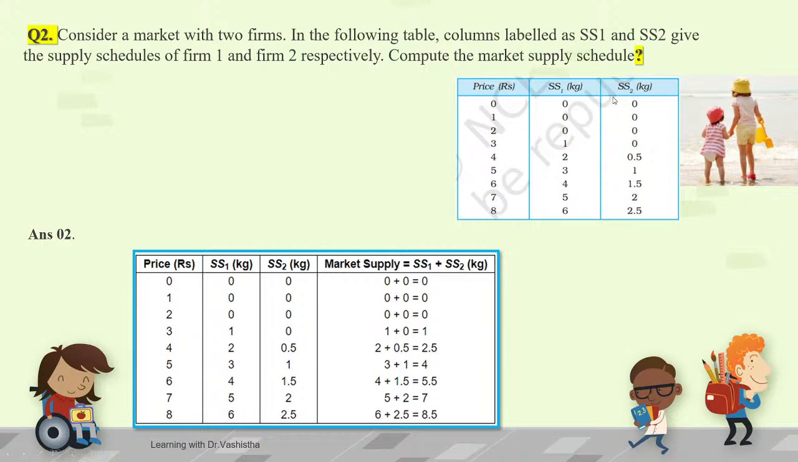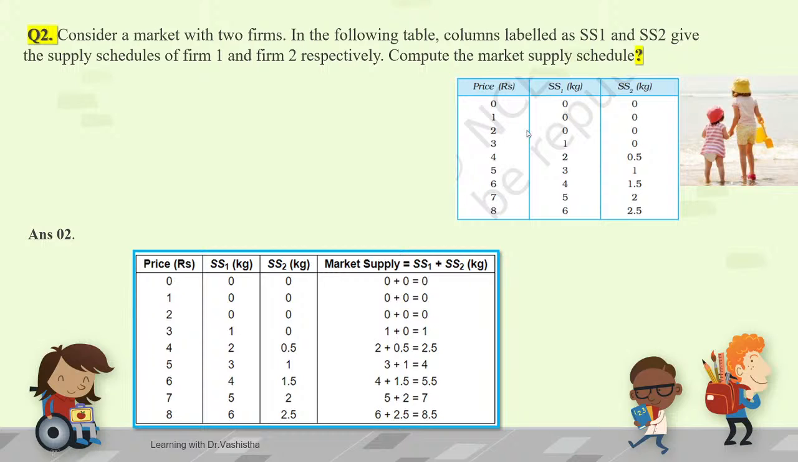Now what we have to do is compute the market supply schedule. As we have already studied, it's the summation of the supply of 2 firms, or whatever number of firms there are. The summation of the supply of whatever number of firms are there in the market becomes the market supply, and when it is shown in tabular form, it becomes the market supply schedule.